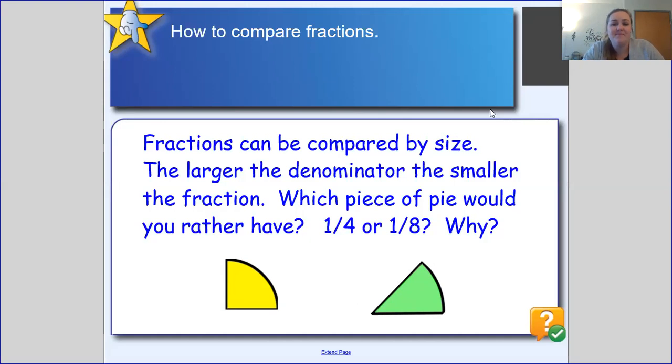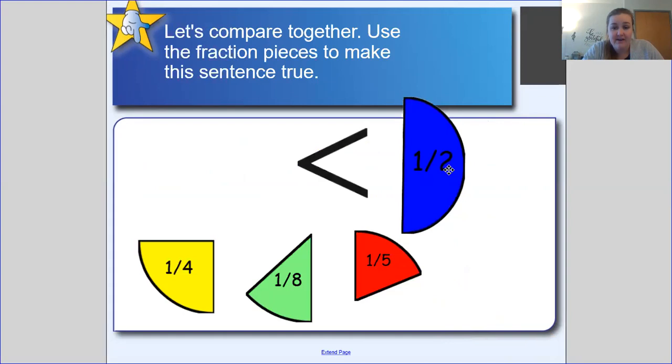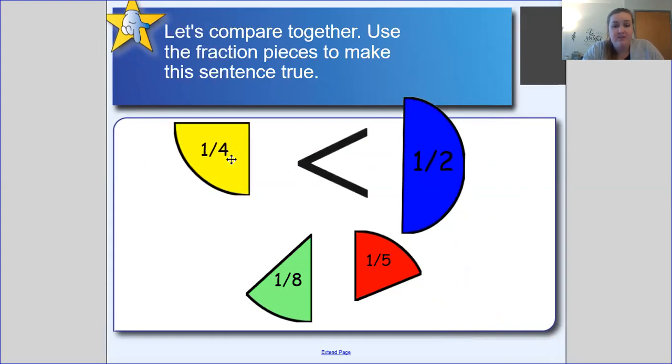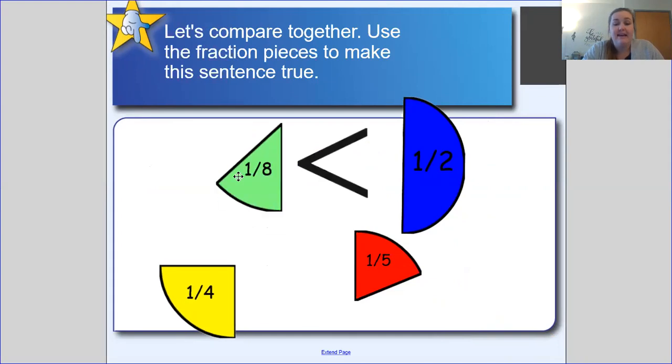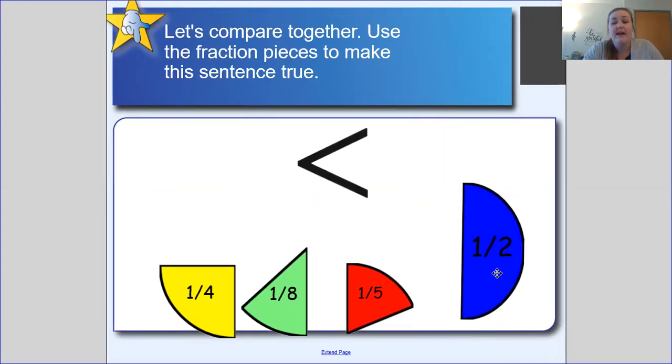Okay, let's go on and compare. For example, if I take half here and a 4th. A 4th is less than a half, that's right. An 1/8 is less than a half. A 5th is less than a half. All of those are less than a half. The half is going to be more. If you look, it has a smaller denominator because it's only cut up into 2 pieces. But if it's cut up into 5, 8, or 4, that's more pieces, so the pieces are smaller.